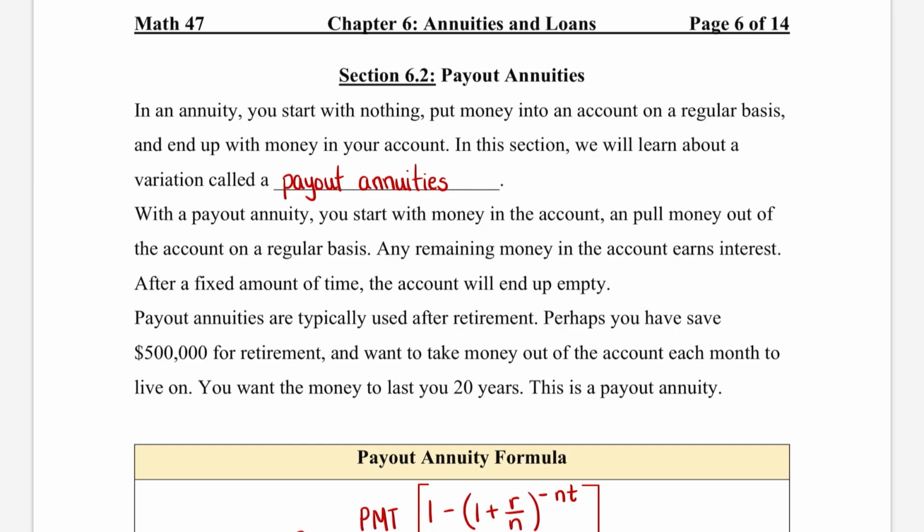Payout annuities are typically used after retirement. Perhaps you have saved $500,000 for retirement and want to take money out of the account each month to live on. You want the money to last you 20 years. This is a payout annuity.